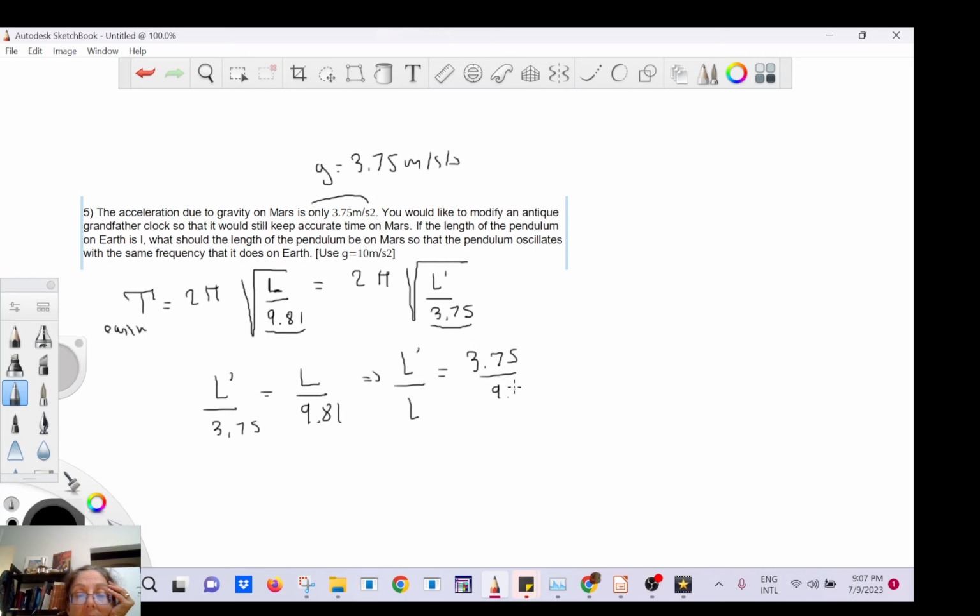So L prime, the new length over the old length, equals 3.75 over 9.81. So it means we have to make the pendulum shorter because you don't have enough gravity, right? You have less gravity relative to the Earth, so you have to make your pendulum shorter to compensate. And if you do that, L prime is about 0.38 L. So that's 38% of L. So it has to be smaller.